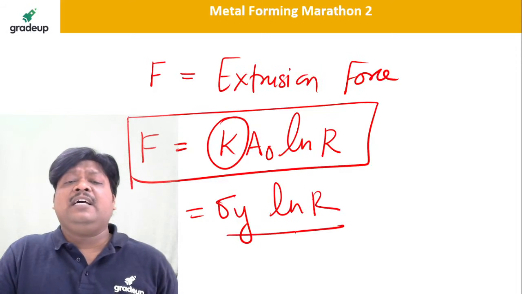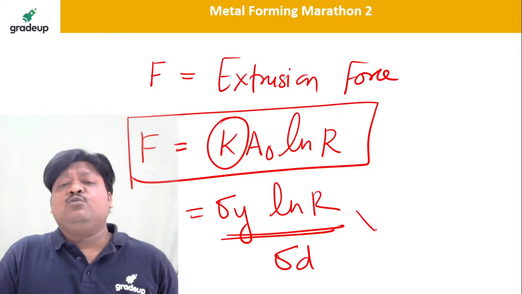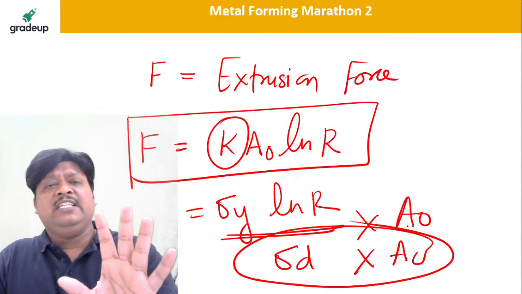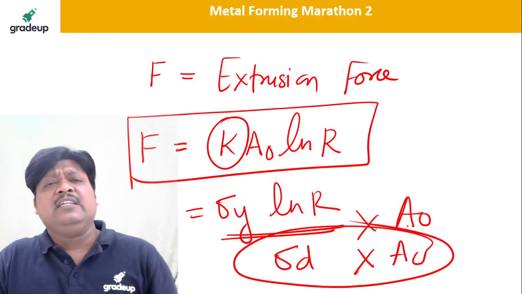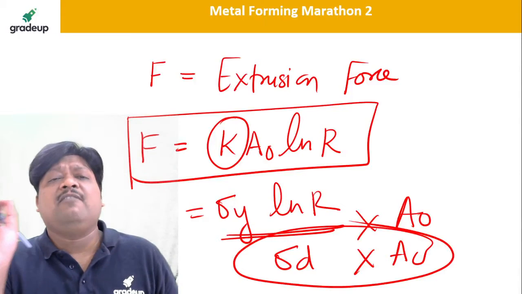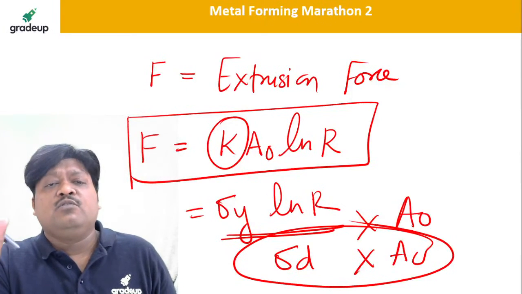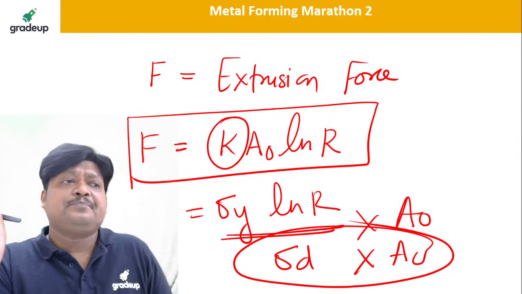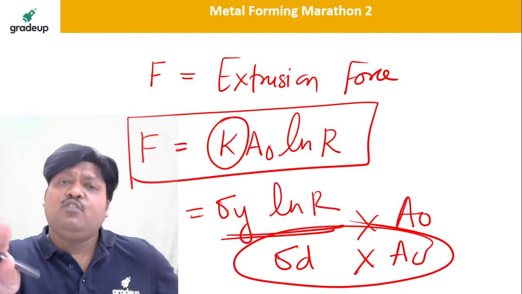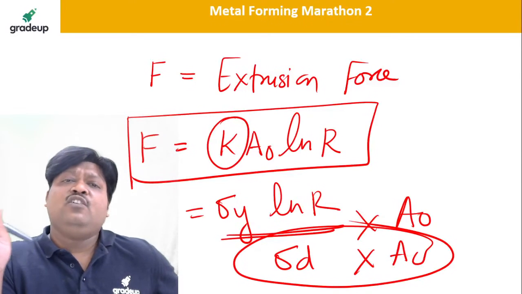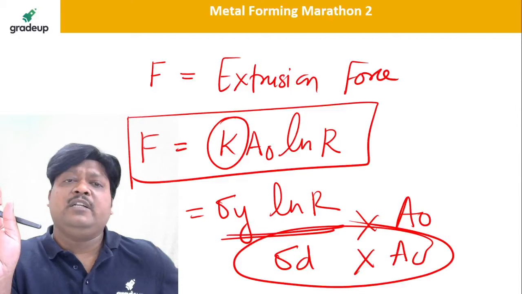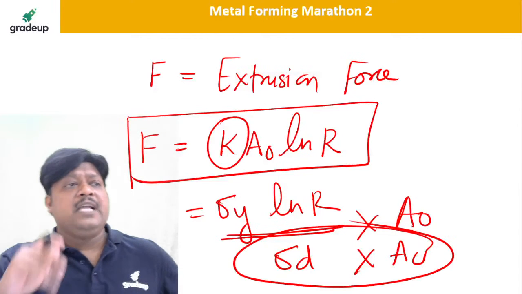What we just found was sigma D into A naught. A naught is the original area. The same thing that we have done. Only the writing is somewhat different. No difference. K is the extrusion constant, which is nothing but sigma Y, the yield strength of the material. Don't worry. Or the flow stress of the material. So in this fashion also we can write the formula, K A naught ln of R. This is also the load calculation formula for rolling operation. I hope it is clear.